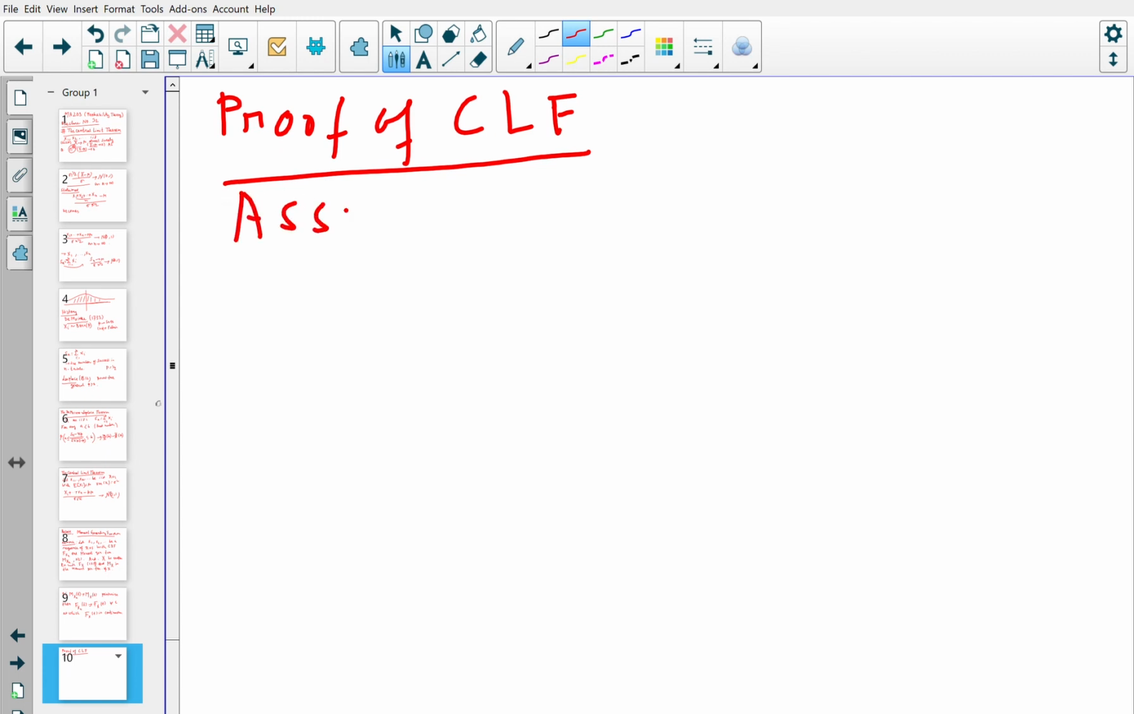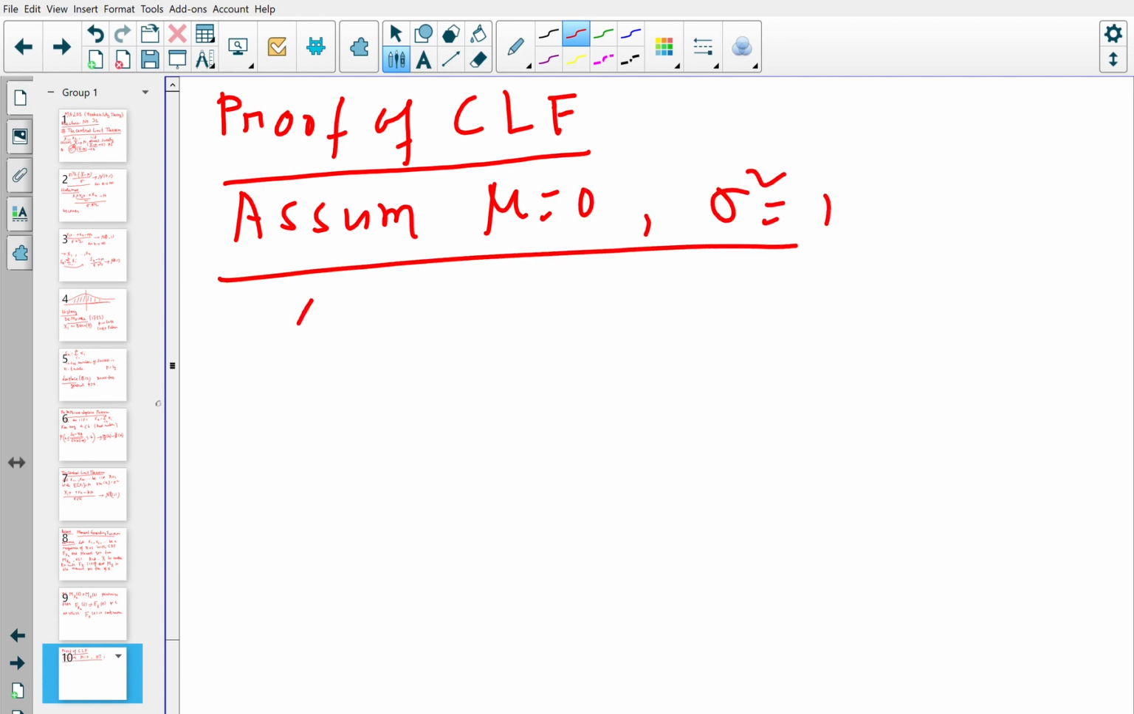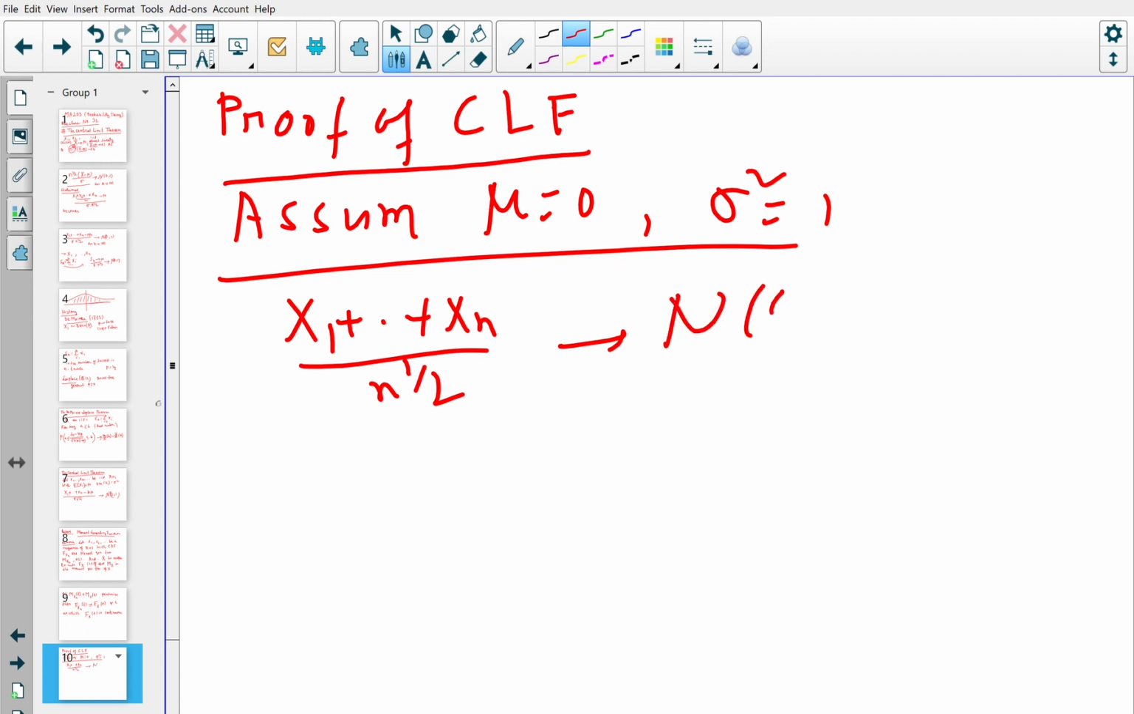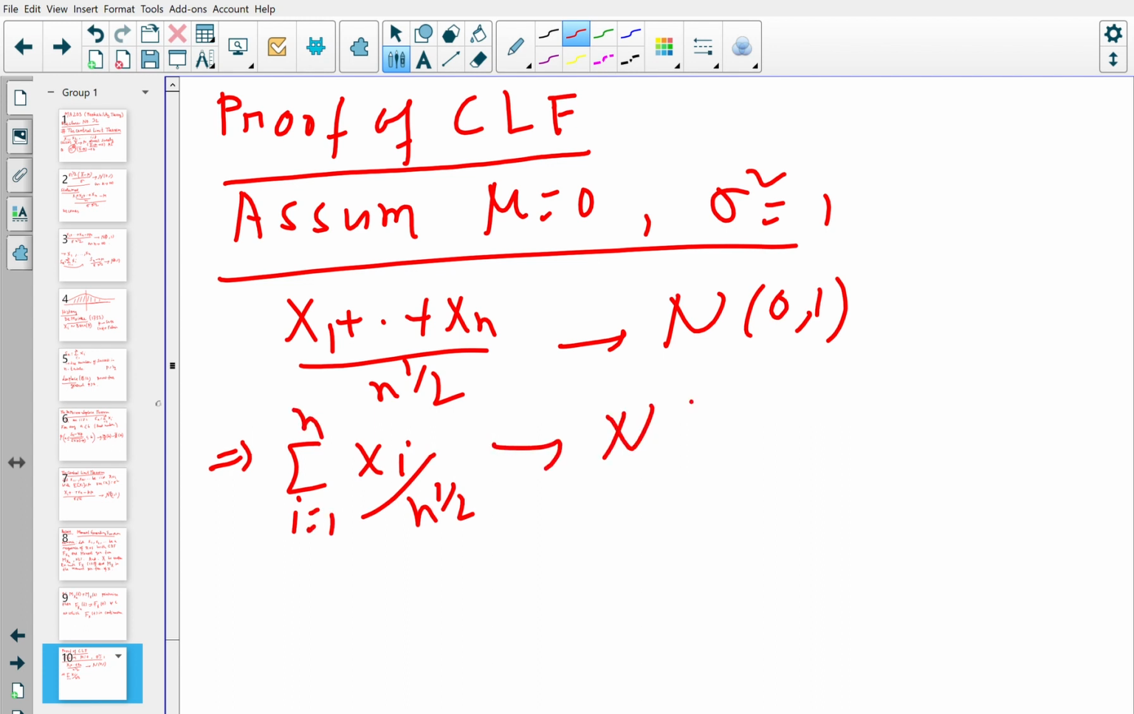Assume mu equals 0 and sigma squared equals 1, and then my theorem will be that (X1 + ... + Xn) over n to the power half converges to standard normal N(0,1). This is nothing but saying that the summation of Xi over n to the power half, i equals 1 to n, converges to standard normal.